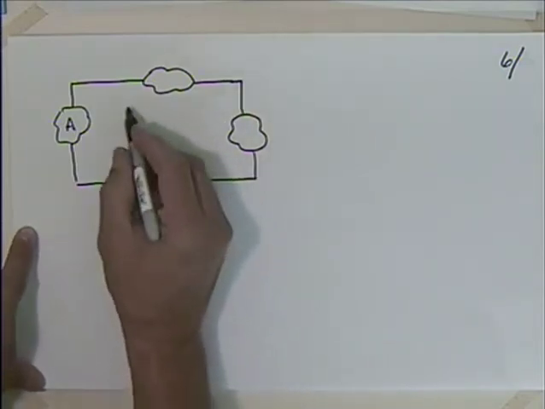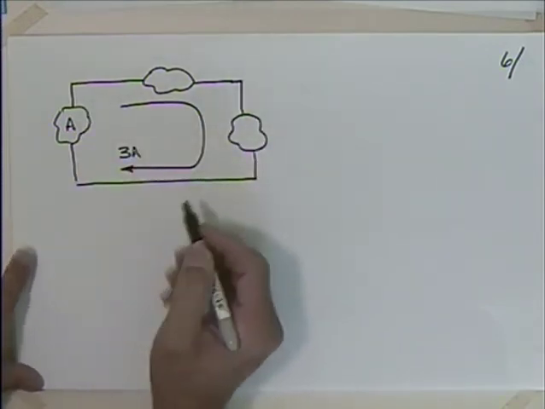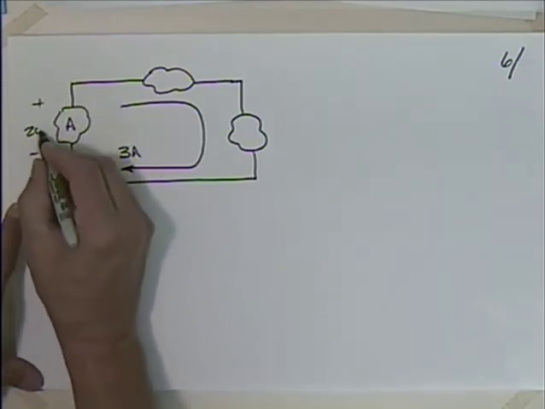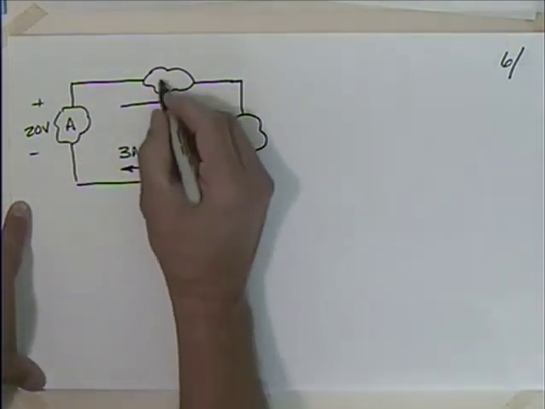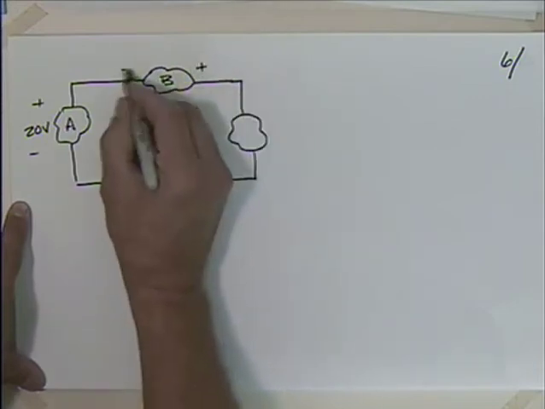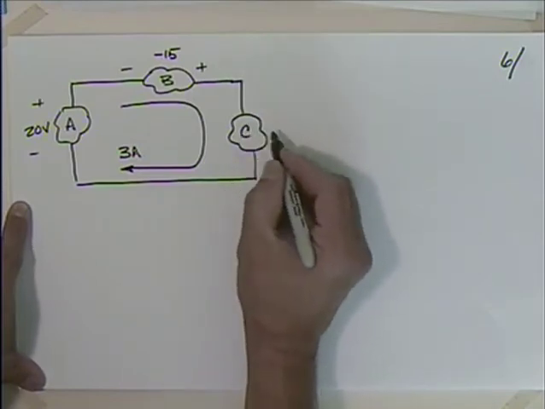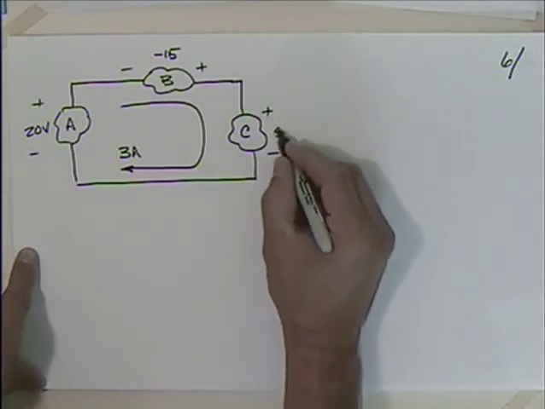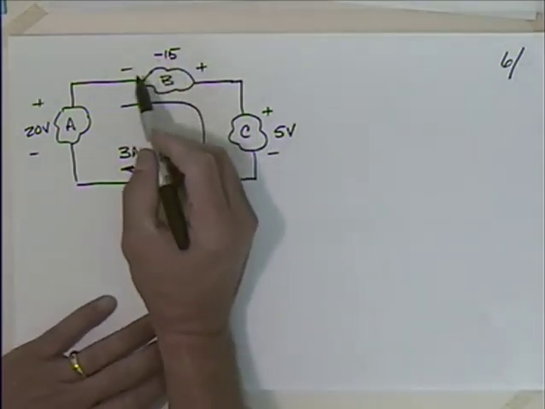And maybe we'll say that this circuit has 3 amps traveling clockwise around it, and we could say that across here we have plus and minus 20 volts. Again, we've got voltage across, we have current going through, we have this B value over here that's positive here and negative there, and that's minus 15. And then we've got the C element, whether it's a source or a load. It's positive and negative 5 volts.